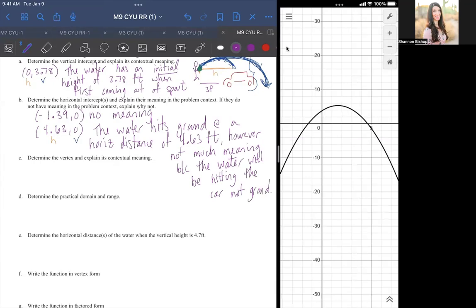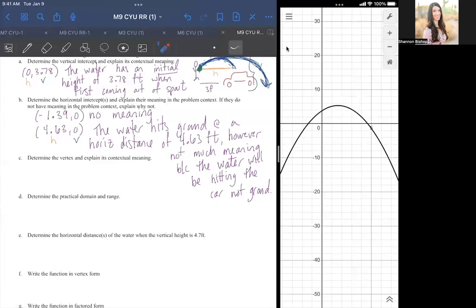I think every teacher is different, but for the most part, if you were to say, this is what it means, it hits the ground at a distance of this. Yes, that is what it means, period. But then sometimes it's nice to acknowledge that even though that's what it means, in this context it might not have meaning because it's going to be hitting the car. And if it went 4.63 feet, that means I guess you missed the car. So it gets a little bit awkward. So maybe we would caveat it like that. Okay, let's go with that.